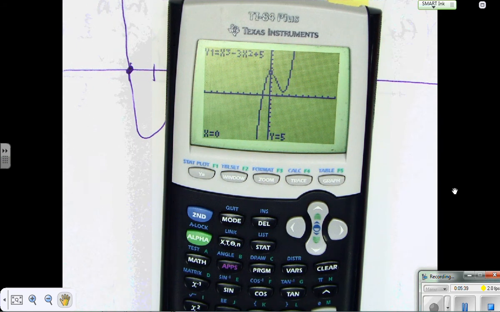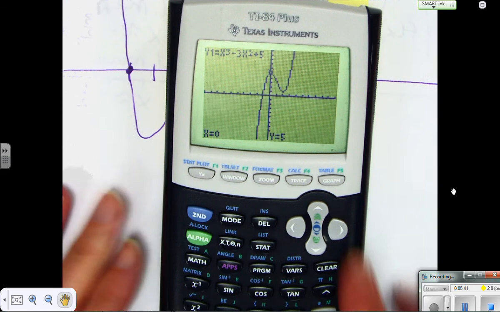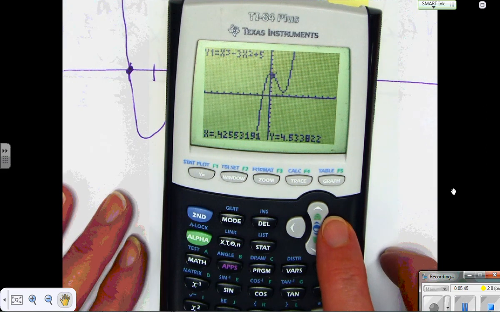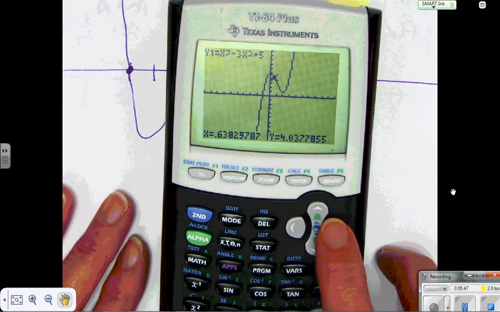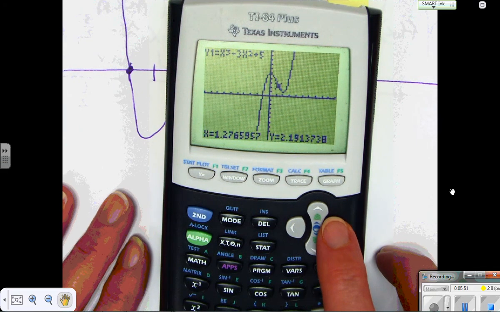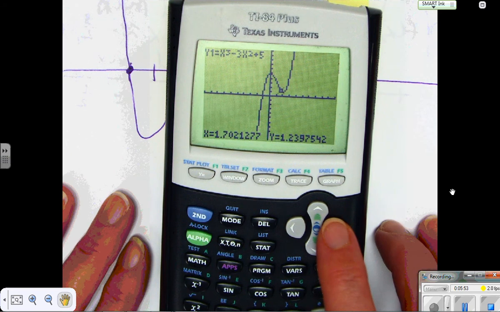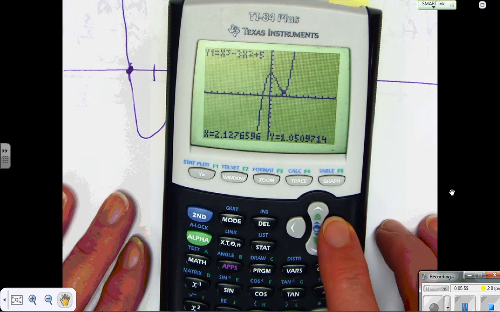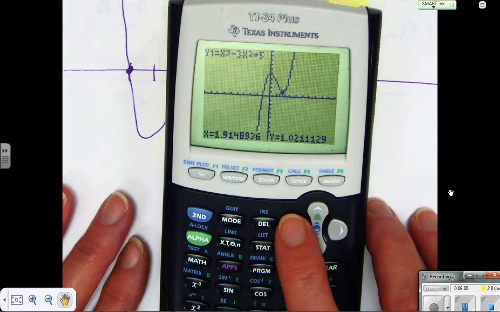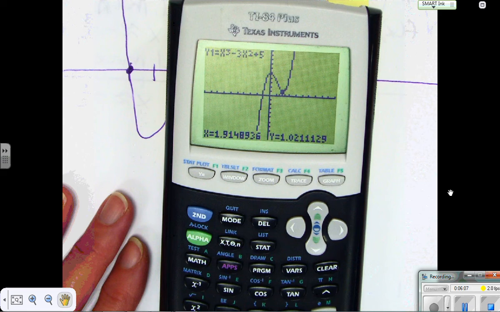To get the relative min, then I'm going to use my right arrow key and I'm going to move the cursor over. And you're watching the y value, right? And you want to find the lowest y at that turning point. So it's 1.2, 1.02, 1.05, 1.3. So it's starting to go back up after 1.02, isn't it? Okay, so that would be the relative min.